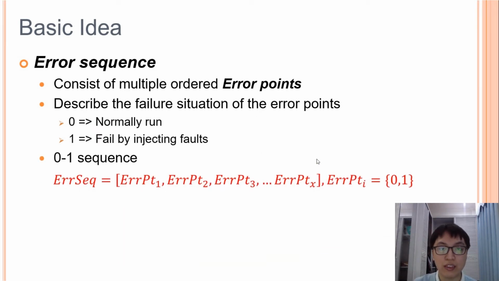Based on error point, we further propose error sequence, which consists of multiple ordered error points and describes their failure situation. Each error point in the error sequence can normally run, indicated as 0, or fail by injecting a fault, indicated as 1. Thus, an error sequence is actually a 0-1 sequence, as shown in the following formula.